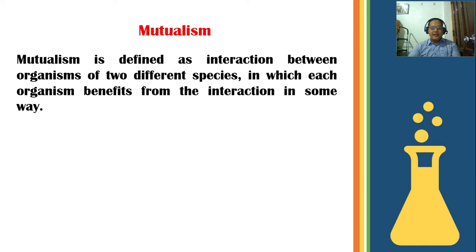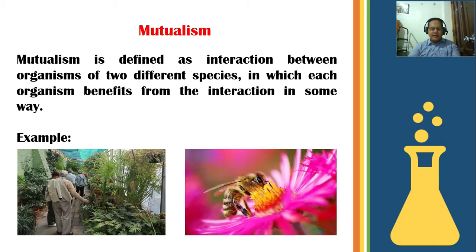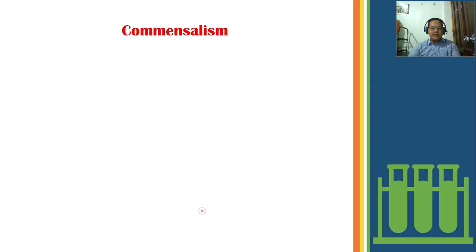Mutualism is defined as interaction between organisms of two different species in which each organism benefits from the interaction in some way. An example for this is us humans and the plants. We get oxygen and food from the plants, and at the same time the plants get nutrients and carbon dioxide from us. Another example is the bees and the flowers of the plants. Bees get food from the flowers and at the same time help the plants in their reproduction by pollinating another flower. The next one is commensalism.